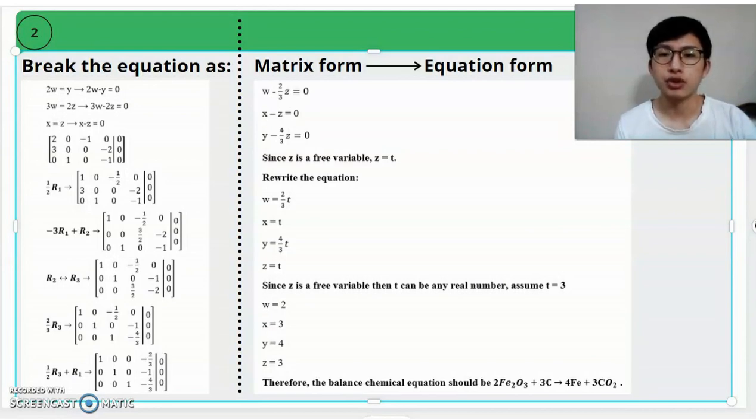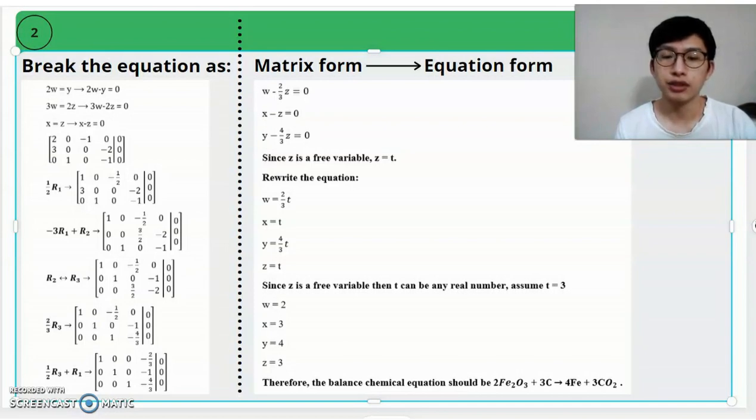The second step is to compare the coefficients of iron, oxygen, and carbon, which will get 2W equals Y, 3W equals 2Z, X equals Z. Then we put this information into matrix form and perform Gauss-Jordan elimination. After that, the result is W minus 2/3 Z equals 0, X minus Z equals 0, Y minus 4/3 Z equals 0.